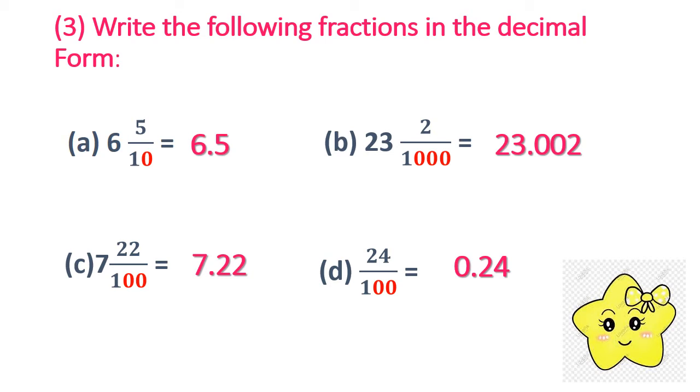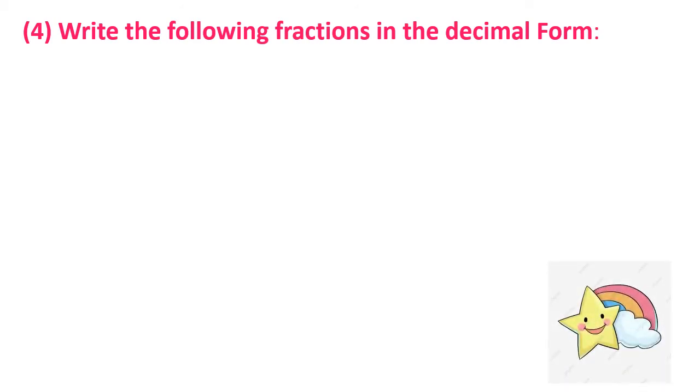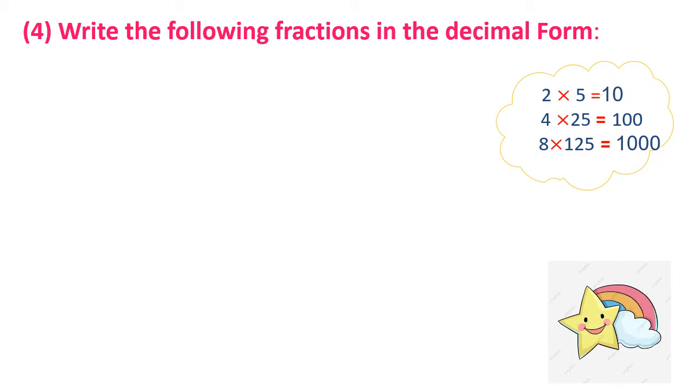Question 4. Write the following fractions in decimal form. We will remember the friends. 2 friends 5: 2 times 5 equals 10. 4 times 25 equals 100. 8 times 125 equals 1000.